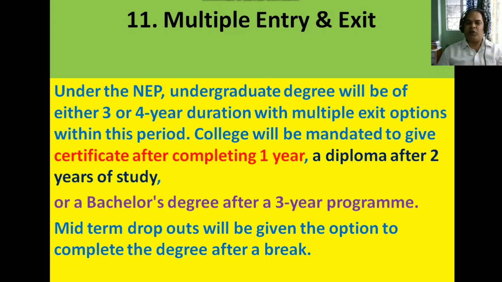So mid-term dropouts will be given the option to complete the degree after a break. In the middle of the term, after completing 1 year, the student could not continue because of some domestic or financial issue. They left the college. So after some years, when they find themselves in a proper position, they can join the college and complete their education.